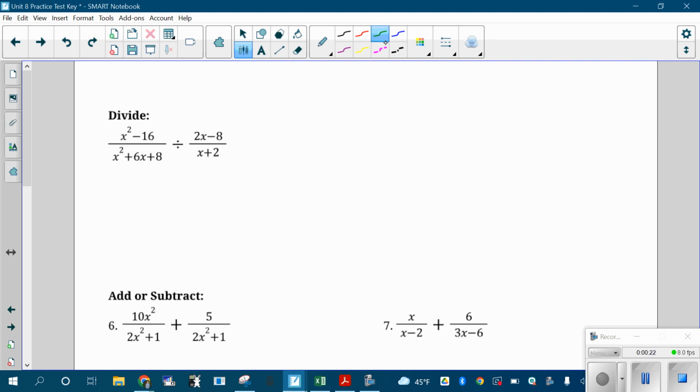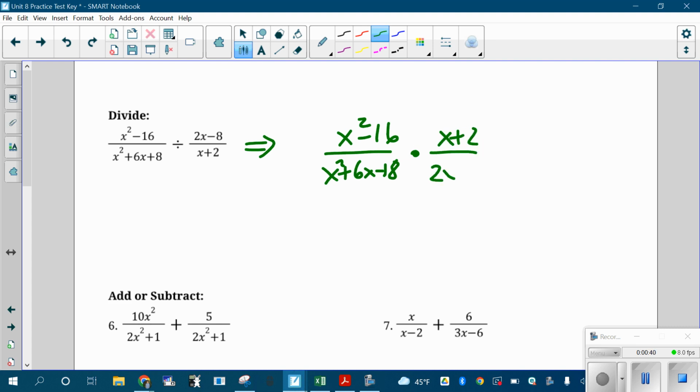Okay. So the first thing I'm going to do is just rewrite it. I'm going to take the second fraction. Keep the first fraction the same. Take the second fraction and write it as multiplication. Put the second fraction flipped. Okay? And now it just becomes a multiplication problem. You guys know how to do this multiplication problem.